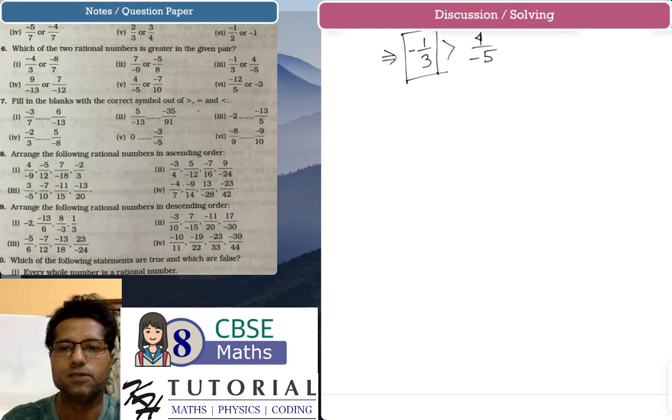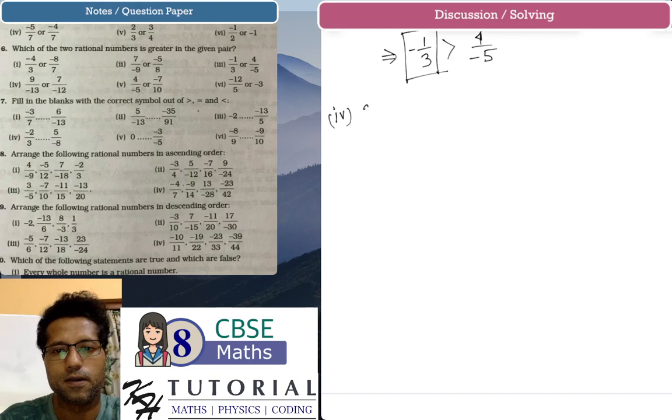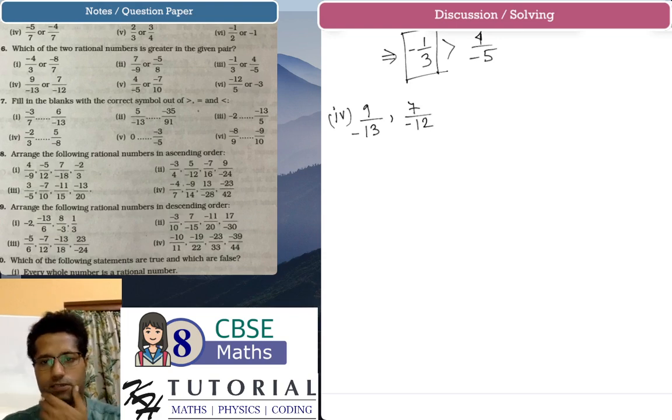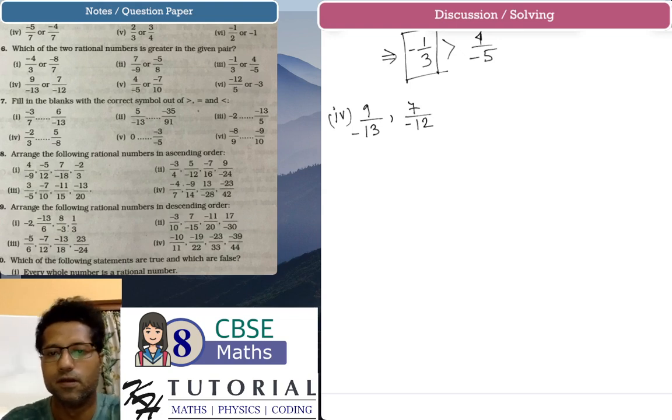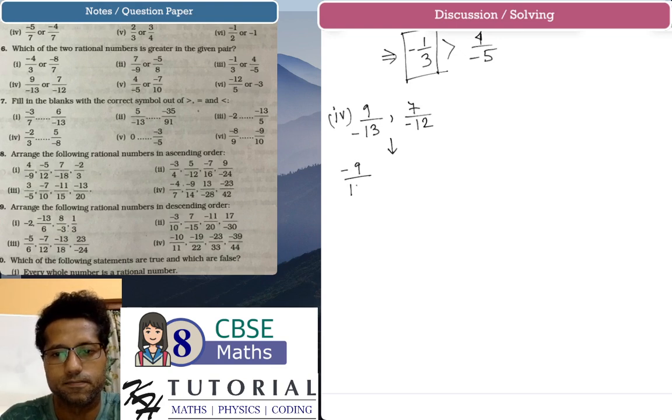Okay, let's do part 4. Part 4 is 9 by minus 13 and 7 by minus 12. We see both the rational numbers are not in standard form because the denominators of both the rational numbers are negative. First, let's convert both the rational numbers to standard form so that they both have positive denominators. So this will become minus 9 by 13 and minus 7 by 12.